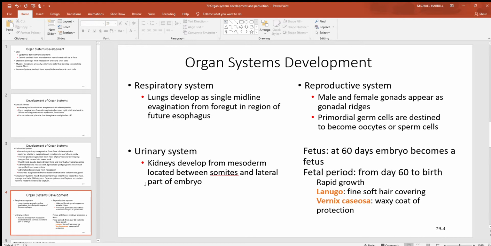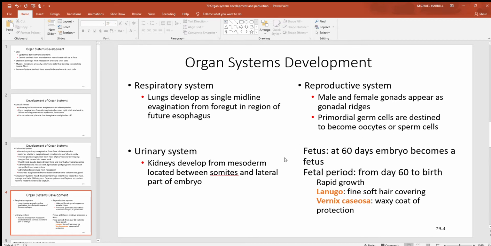Looking at the urinary system, the kidneys develop from the mesoderm, and that's the middle layer of those germ layers. It's located between the somites and the lateral part of the embryo. Reproductive system, take the male and female gonads. They'll first appear as gonadal ridges. And remember, females, as far as the 23rd pair of chromosomes, are XX and males XY. So in the absence of a Y chromosome, the female reproductive system will develop. In the presence of a Y, a male will develop. And at this time, we'll be able to see primordial germ cells. These will later become the reproductive cells of the body, oocytes and sperm cells.